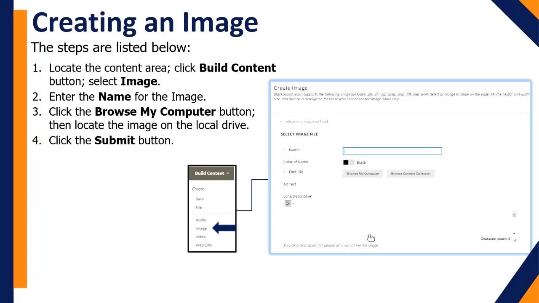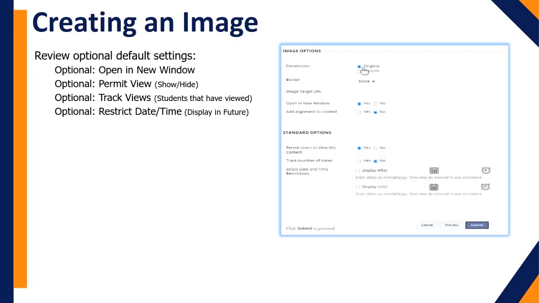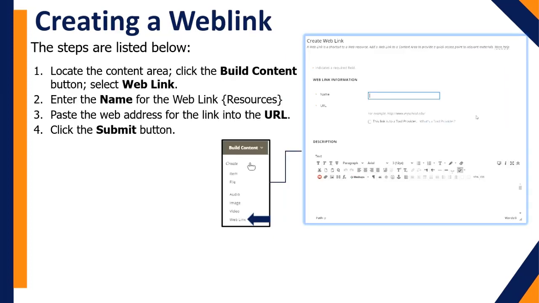And then there are some additional default options that you don't need to change unless you want to with regard to the image, which is so similar to a file. You can also create a link to another web page. You would follow those same procedures, of course, type the name of the link, and then I would paste in the URL for the link right here. You can type a description, but for the most part, as long as you have the name of the link and the URL, you're welcome to click submit at that time.